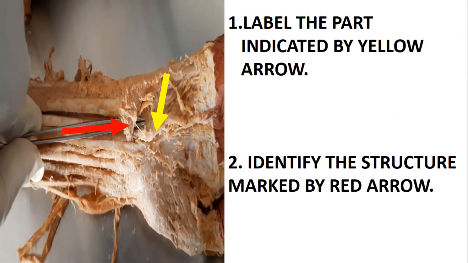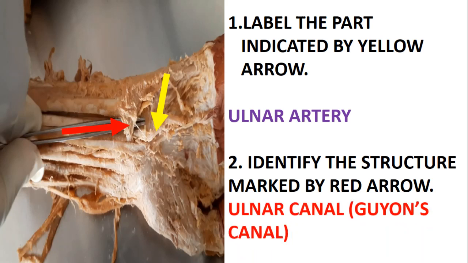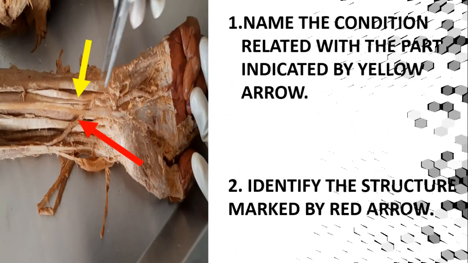Label the part indicated by the yellow arrow. The part indicated by the yellow arrow is the ulnar artery, because this ulnar artery normally passes through this sheath-like canal. Identify the structure marked by the red arrow. This structure is the ulnar canal. The ulnar canal normally has the ulnar nerve passing through it, and also the ulnar artery, which we have already observed here. This ulnar canal is also known as Guyon's canal. Let's quickly look at the next part.